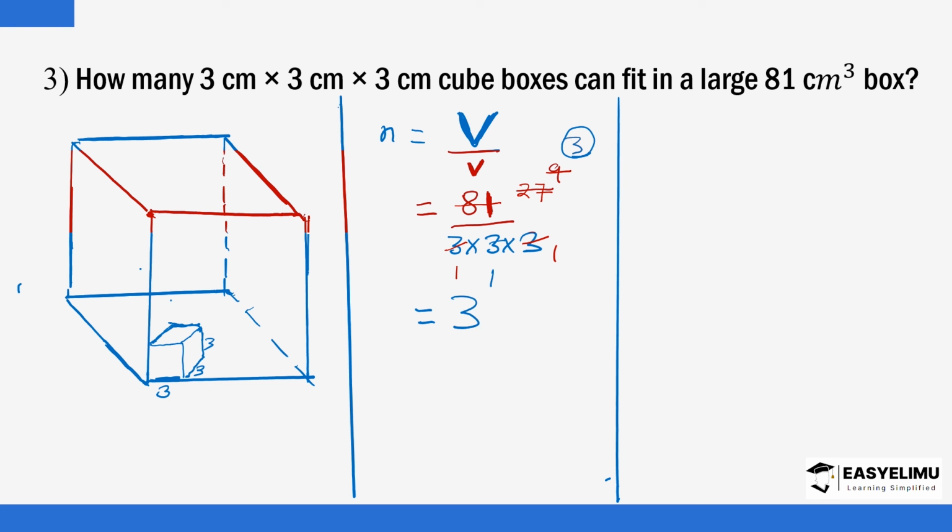Now, this is a number. So 3 what? 3 cube boxes. So these smaller cubes are supposed to be 3 in the larger cube of 81 cubic centimeters. So that is how you go about it, and you should not face any challenge.